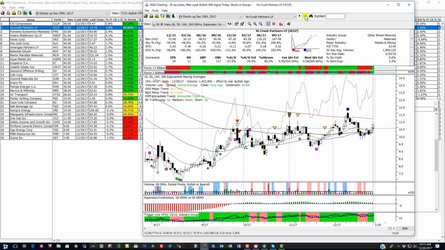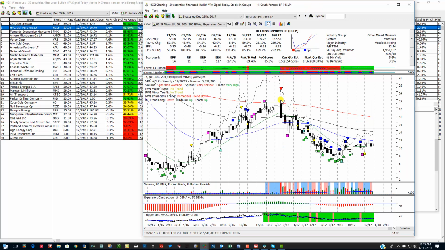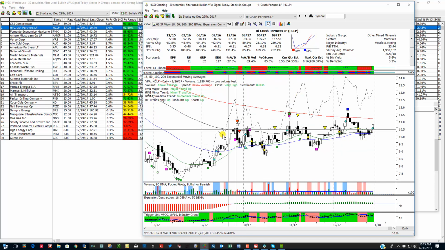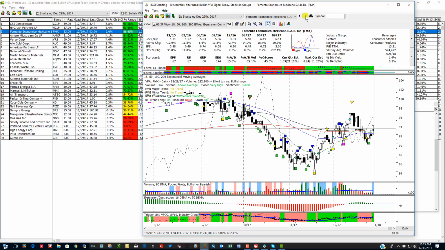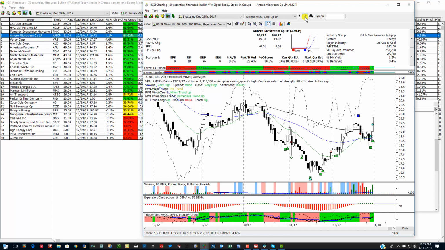Here's High Crush Partners. This was a high flyer at one time. I'm going to do an alternate weekly on this, and you can see that it was up around 22, and then it corrected all the way down to about the $8 level, but it's been under accumulation now. I don't know. It hasn't broken away cleanly yet, but my purpose here is just to show you how you can quickly eliminate a bunch of stocks and flip through these charts and look for a decent chart that has potential of going higher.